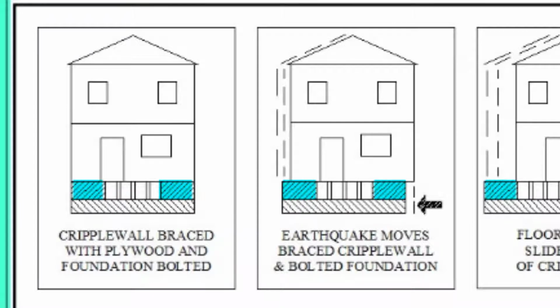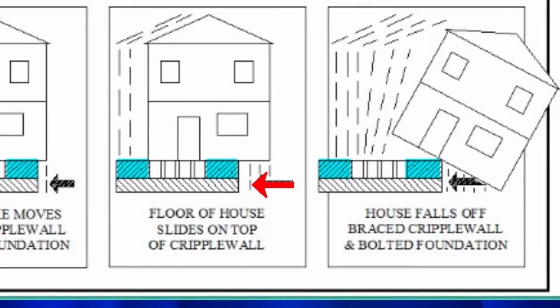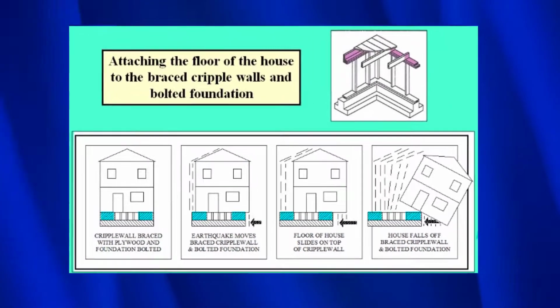As the earthquake force comes again and pushes underneath the house as the ground moves, you can see how the house is starting to slide on top of the cripple wall. As it continues to slide, the house moves even more. As you can see on the right, it can fall off completely. So what we use is pieces of steel, also called connectors, which you'll see photographs of in a minute.